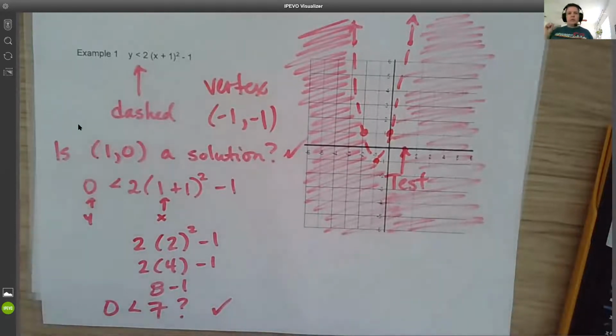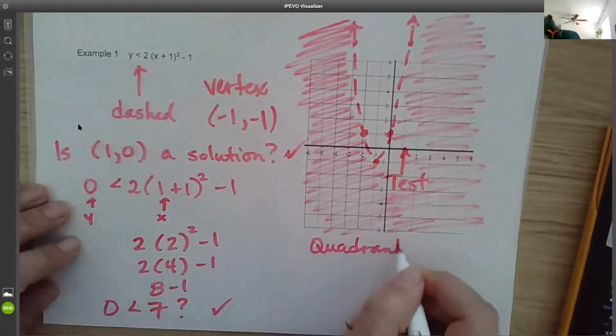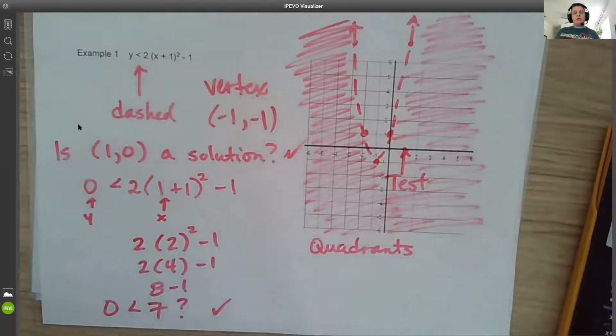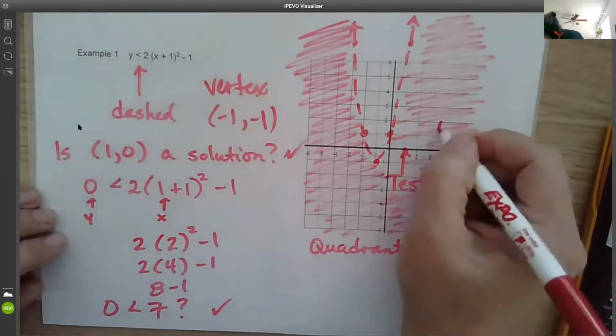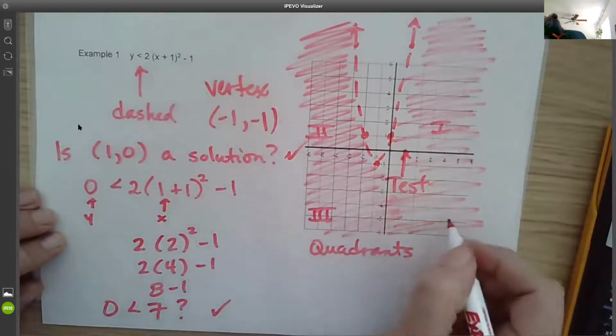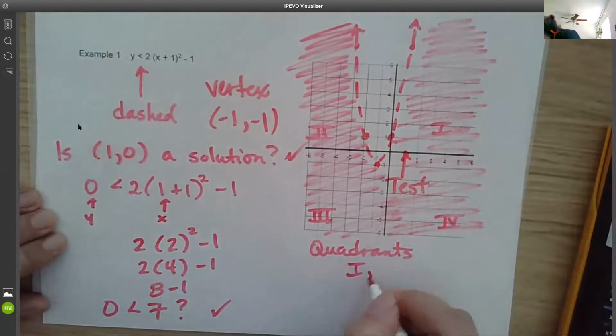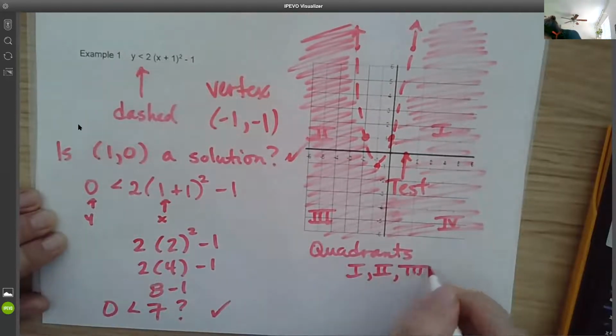Then I told you we're not going to use domain and range to describe this. We're going to list the quadrants where I have solutions. The solutions are the shaded parts. And in this case, I have solutions in all 4 quadrants: 1, 2, 3, 4.